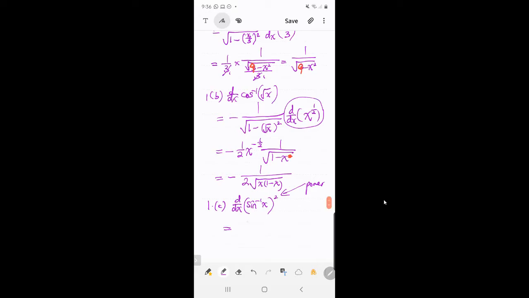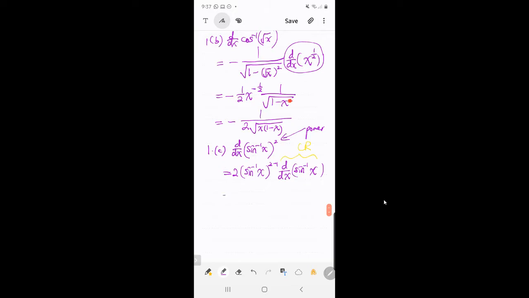To apply the power rule, you have 2 bracket to the power of 2 minus 1, then differentiate whatever is inside the bracket. This is the power rule, followed by the chain rule. So this part is the chain rule. Okay, so now move on. You copy down sine inverse of x. This is to differentiate sine inverse of x. So therefore, you have the answer: 2 sine inverse of x divided by the differentiation of sine inverse x, which is actually 1 over square root of 1 minus x squared. Finish. So that's how you do 1A, 1B, and 1C.